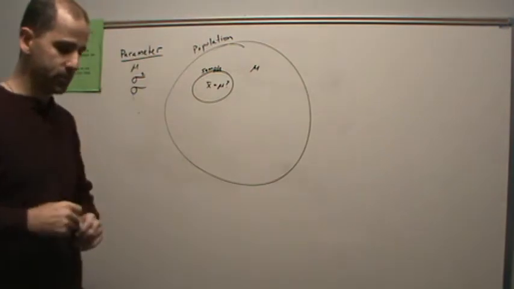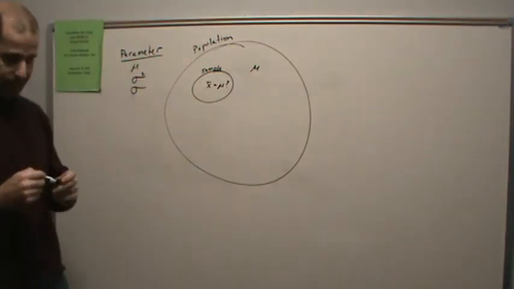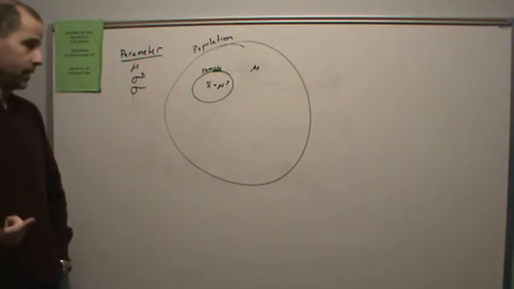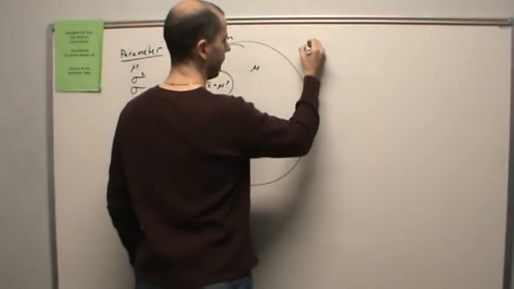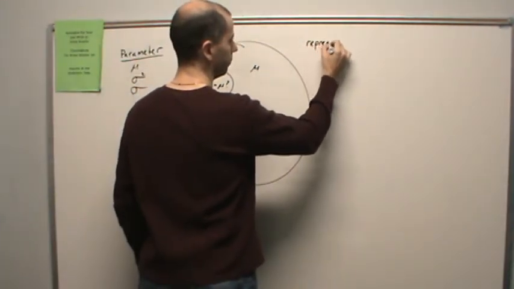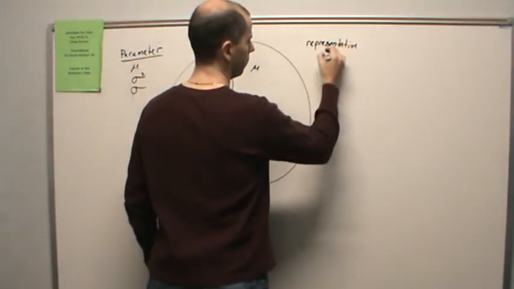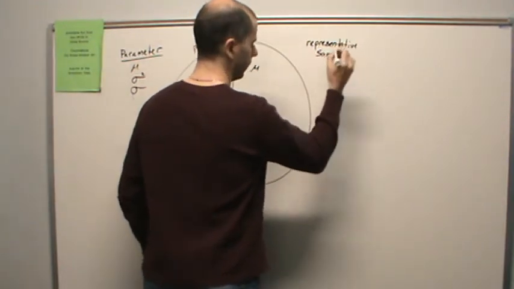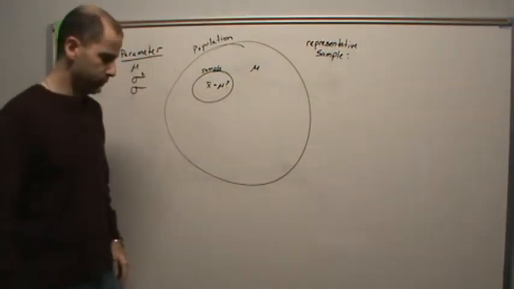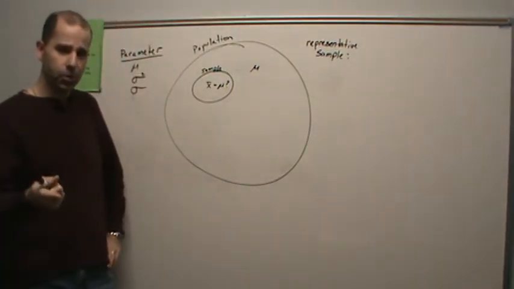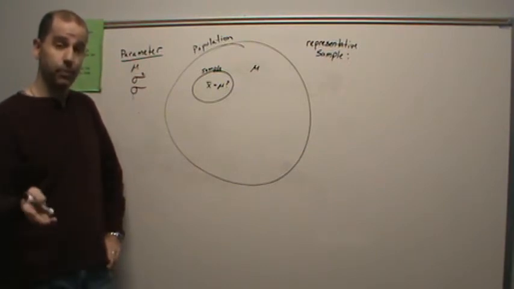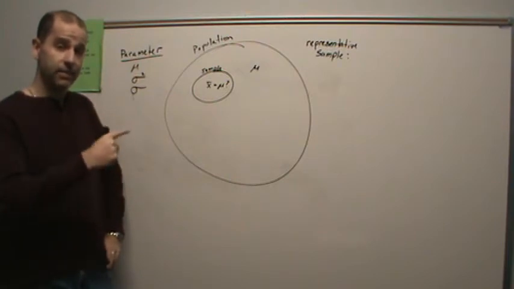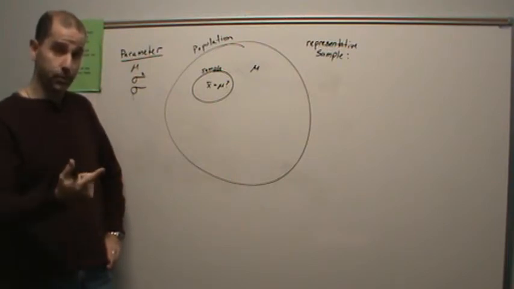Now let's talk about representative samples. I've been using the term random sample, so now let's talk about the idea of a representative sample. What does it mean to have a representative sample? A representative sample is a sample that has the same characteristics as the population under study. Let me say it again: a representative sample has the same characteristics as the population under study.